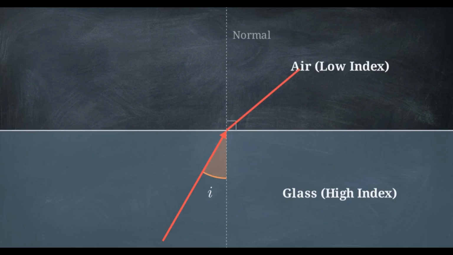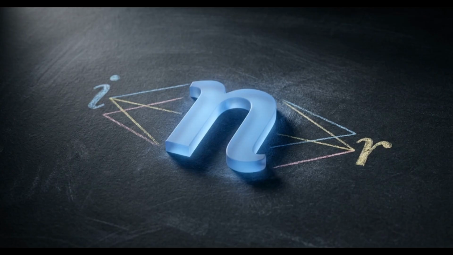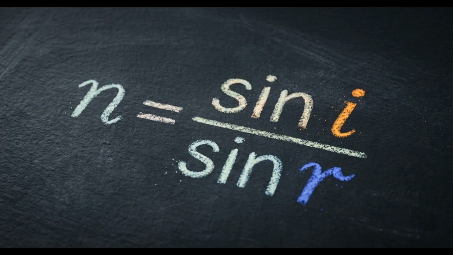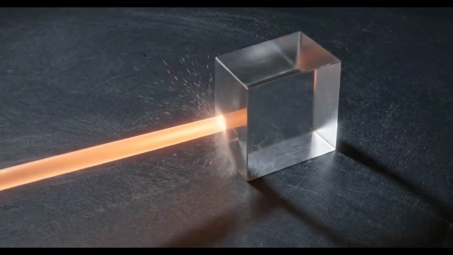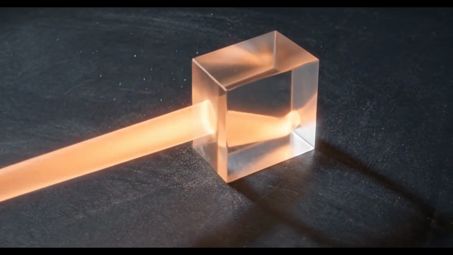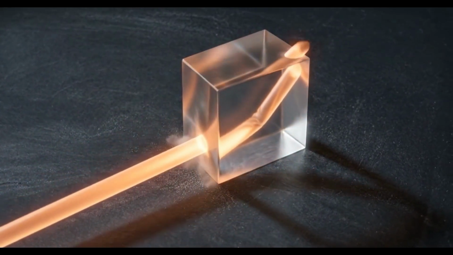I. As the light ray exits the glass and speeds up in the air, it refracts, bending away from the normal. The angle between this exiting ray and the normal is defined as the angle of refraction, denoted by the letter R. The relationship between these two angles is linked by a specific value called the refractive index, denoted by the letter N. This equation demonstrates that the refractive index equals the sine of the angle of incidence divided by the sine of the angle of refraction. The refractive index is essentially a material's unique speed limit rating. It mathematically dictates how aggressively that specific material will bend light.